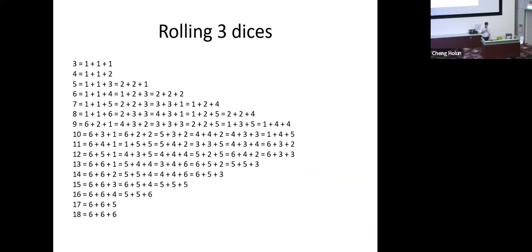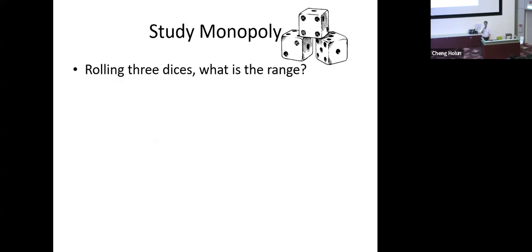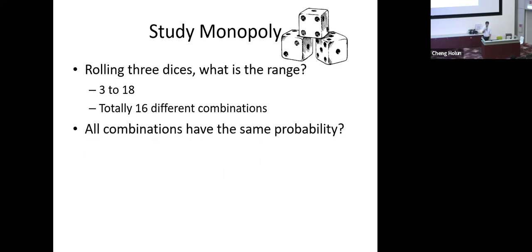So this should be the combination of the different numbers. For example, if you roll 111, you roll a 3. If you roll 112, you roll a 4 and so on. Okay? But what is the probability of each one? Roll 3 dice. Okay? It should have a number from 3 to 18. And what I did is all the 16 totally different combinations, which one has higher probability.